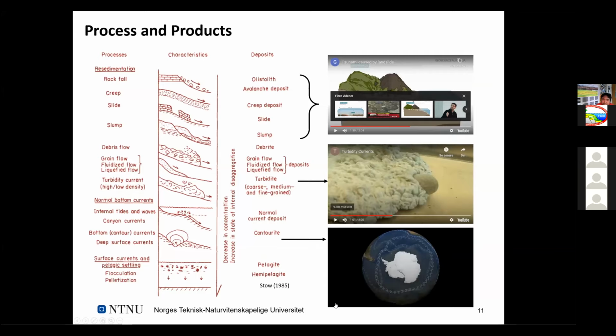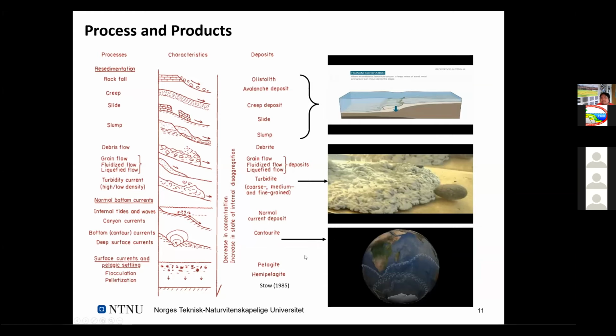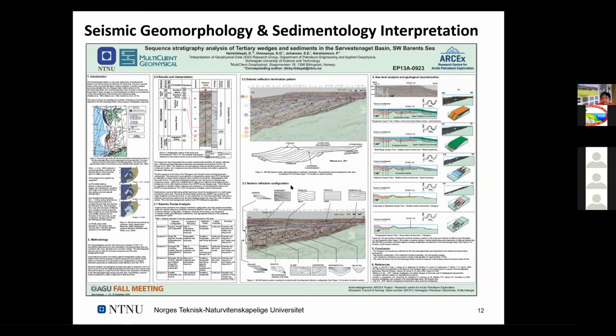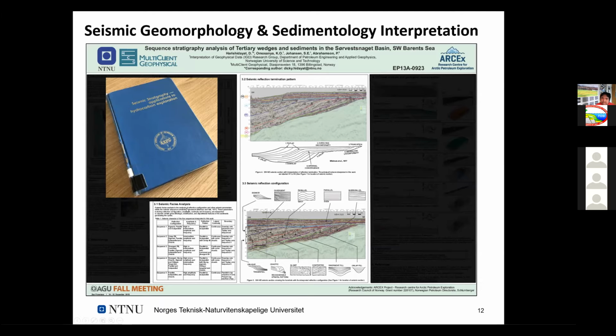Good, and when it comes to interpretation of seismic geomorphology and sedimentology, I am always impressed with this AAPG Memoir 26. It's a basic book about seismic stratigraphy, but also has the seismic facies classification by Peter Vail and others. This seismic facies classification, reflection termination pattern, and reflection configuration is really important for seismic geomorphology and sedimentological interpretation. So you can see here, this is the reflection termination pattern, and this is the reflection configuration. We will see a lot of this seismic facies analysis in the next couple of slides.